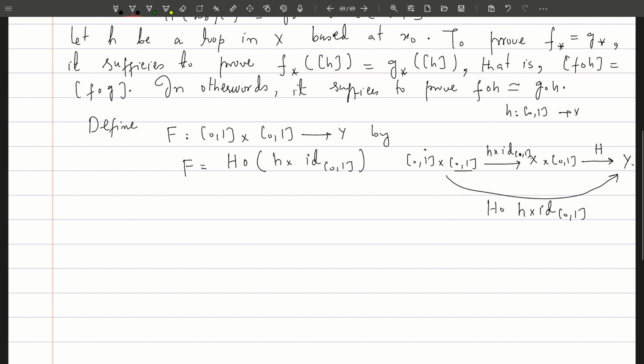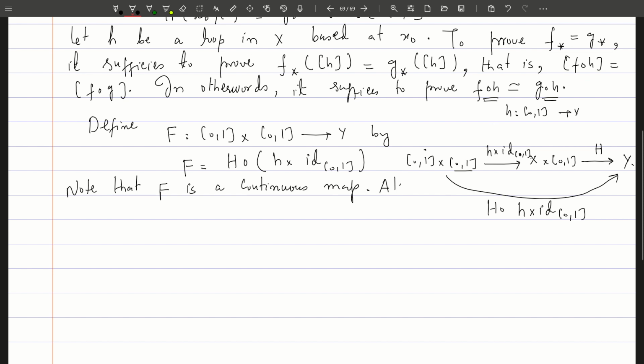So what we do, we prove this F serves as a homotopy between the maps f composite h and g composite h. So note that F is a continuous map. So we have to prove these two maps are path homotopic. So this is a continuous map.